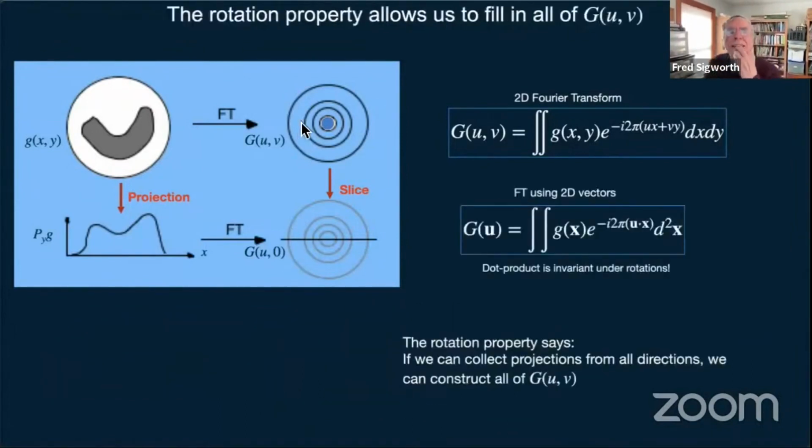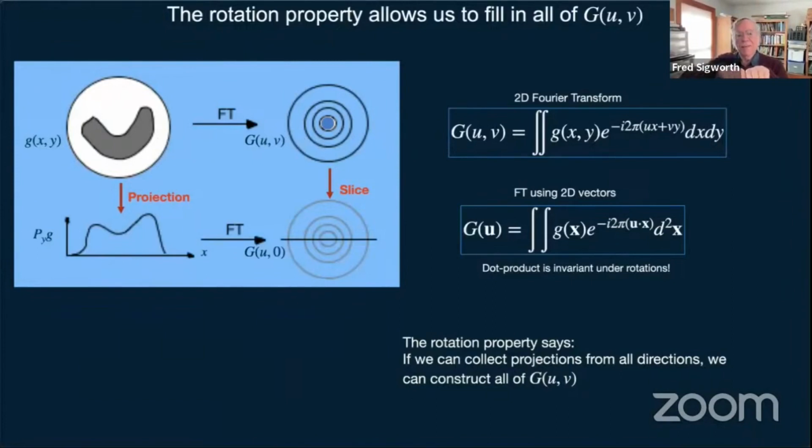Now, the nice thing is that there is a rotation property. It says that the Fourier transform can also be written this way, where you have a vector in Fourier space and a vector in real space, and the Fourier transform only depends on the dot product between them, which makes a very important property clear: if I rotate the 2D object, I rotate its transform.